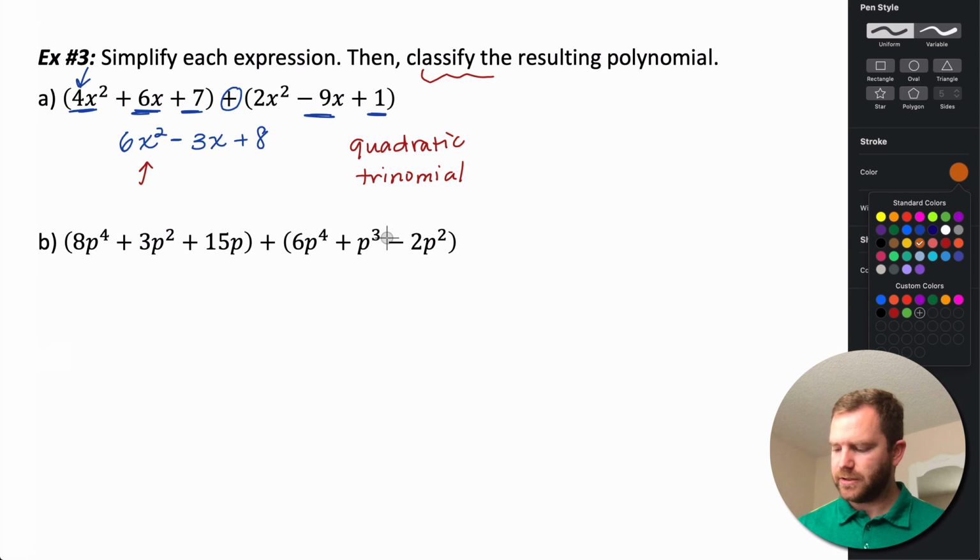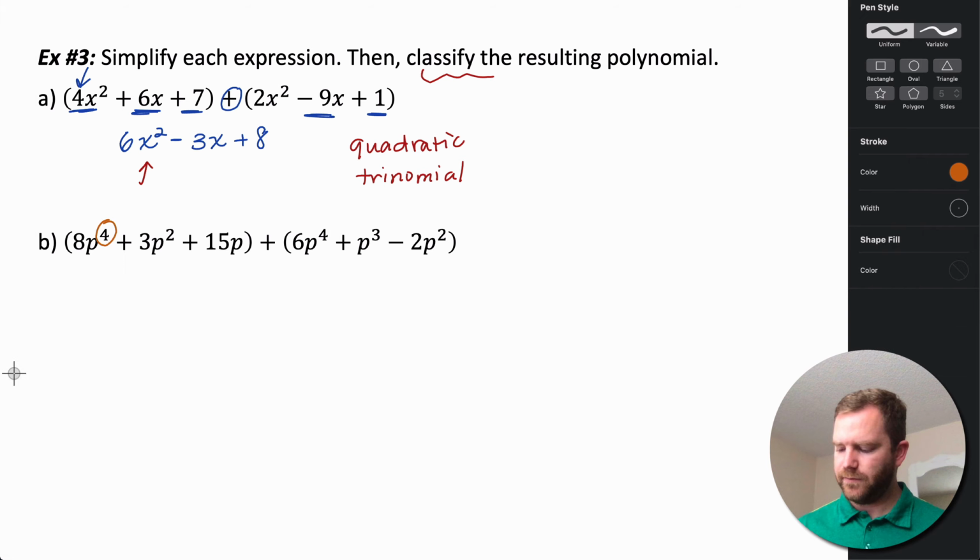What's our highest degree term in this? We have something to the fourth. That's our highest degree. So we have 8p to the fourth plus 6p to the fourth. 8 plus 6 is 14, so we're going to get 14p to the fourth. We're done with those. This doesn't have any cubic terms, but I do see a cubic term over here, a positive p to the third. So it's plus p to the third. We can be done with that one.